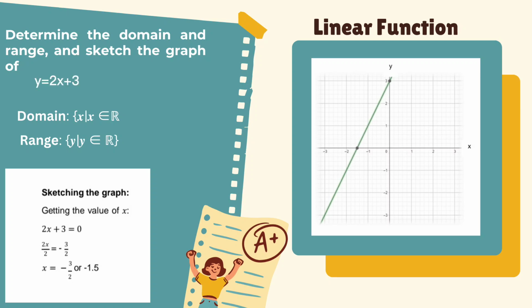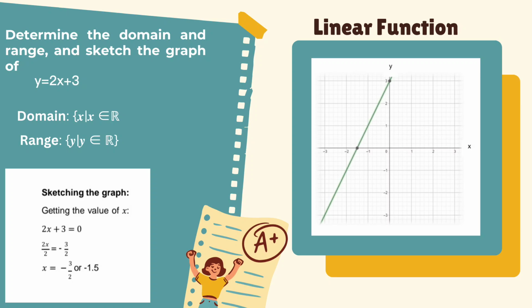The first type of function is the linear function. It is the simplest type of function where the graph is a line. So to graph a linear function, we need only 2 points in keeping with Euclid's axiom. First is that 2 points determine a line, or the shortest distance between 2 points is a line. So to understand it better, we have an example.